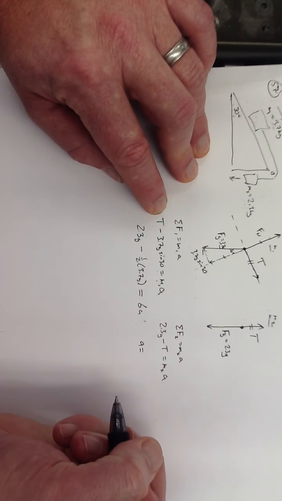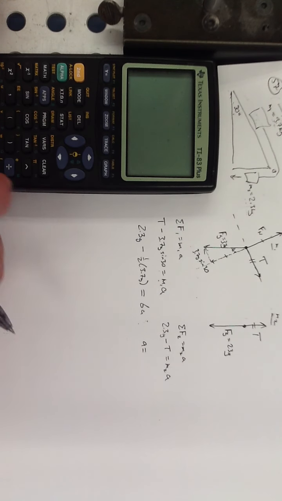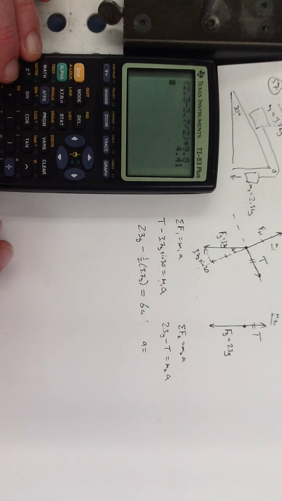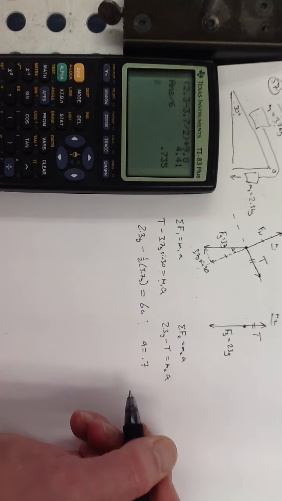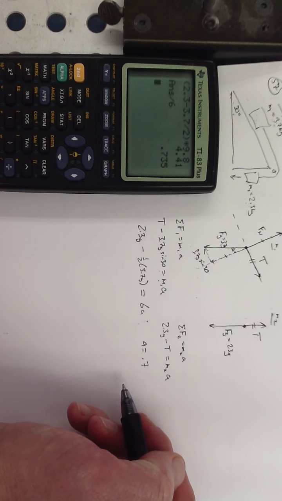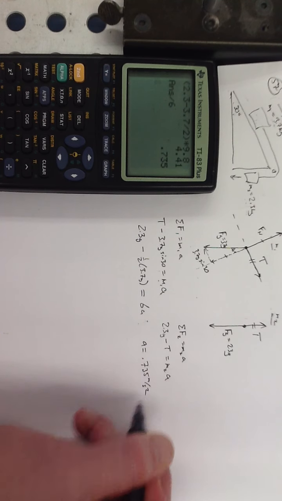So A is equal to 2.3 minus 3.7, half of that, times 9.8 divided by 6. How many sig figs were they using here? 3. So 0.735 meters per second squared.